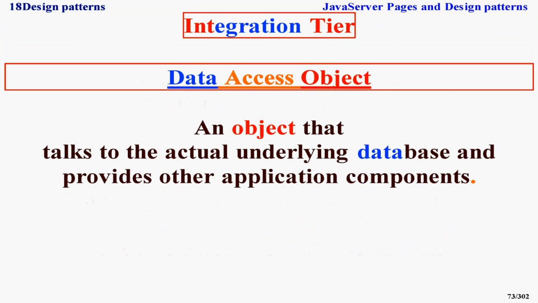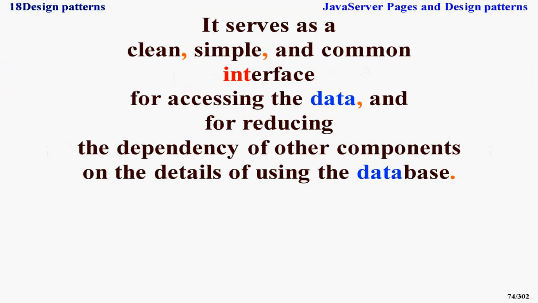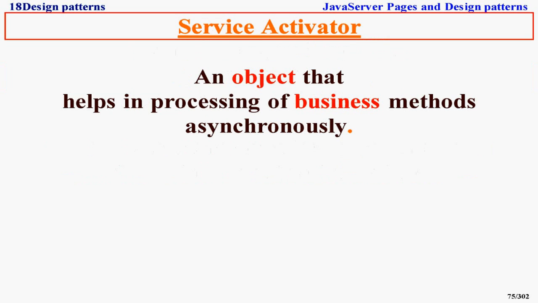Integration tier. Data Access Object: an object that talks to the actual underlying database and provides data to other application components. It serves as a clean, simple, and common interface for accessing the data, and for reducing the dependency of other components on the details of using the database. Service Activator: an object that helps in processing of business methods asynchronously.